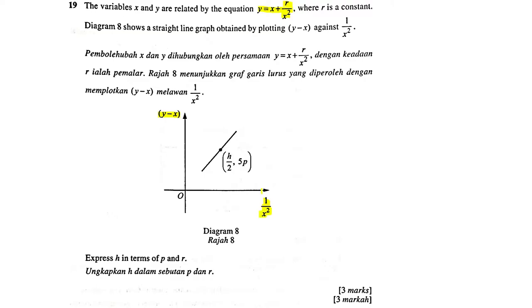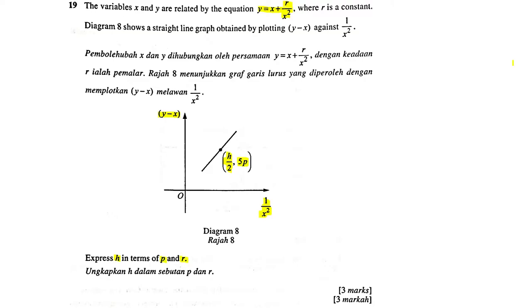The question doesn't give you the complete graph. The straight line is just halfway, and the coordinate is h over 2 and 5p. No other coordinate is given, and you do not know the y-intercept either. Express h in terms of p and r.